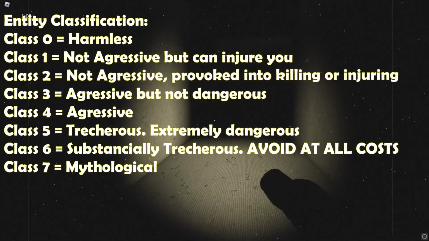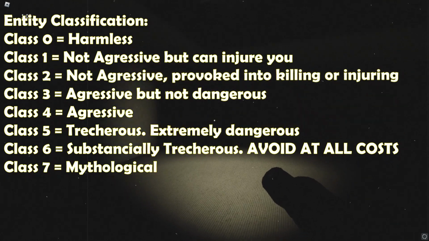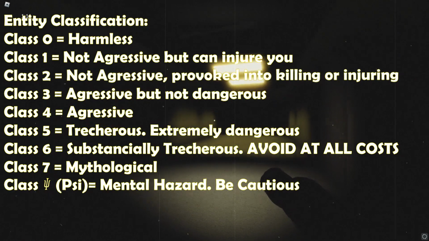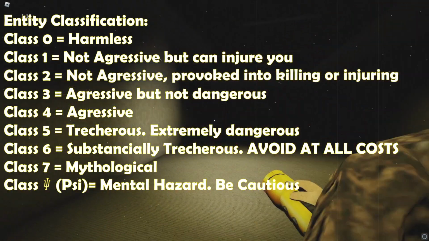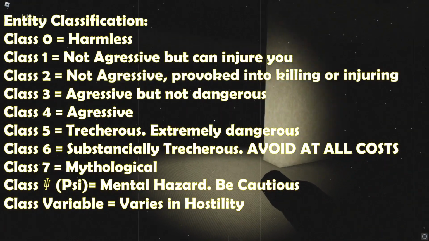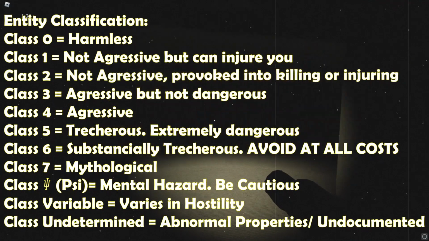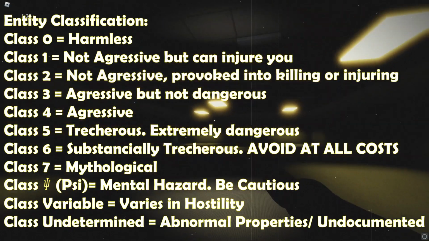Class 5 is mythological, so they're unknown and abnormal entities. Class C has mental hazards, so it's recommended to be cautious around them. Class variable is varied, meaning they have varying hostility. And class undetermined is entities that have abnormal properties or are undocumented.